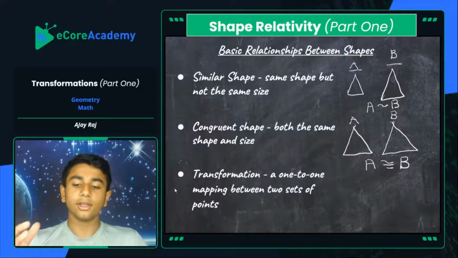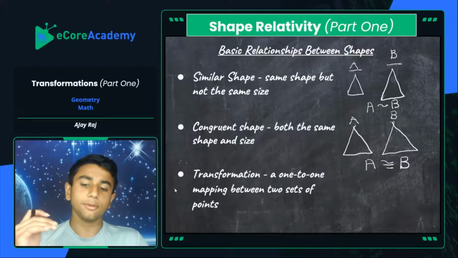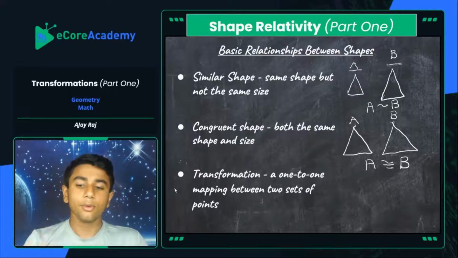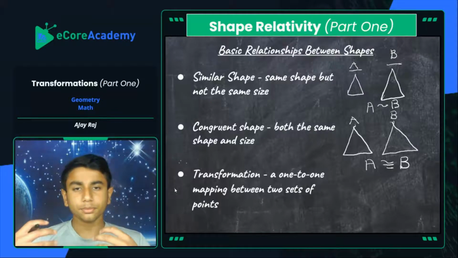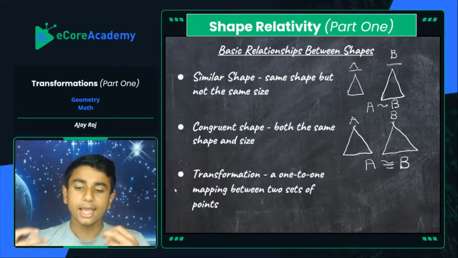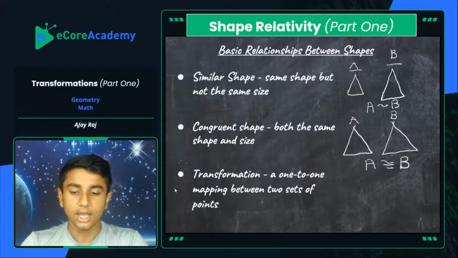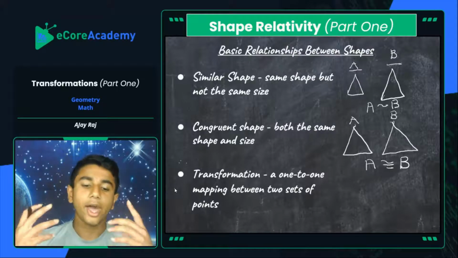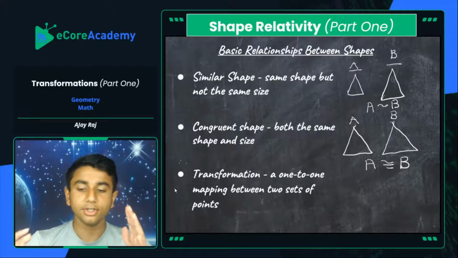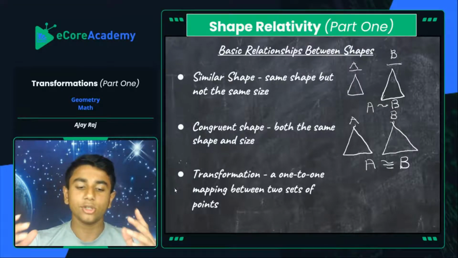And finally, after looking at similar shapes and congruent shapes, we see this little relativity concept that we've come across, and now we can look at what transformations are, which is the whole topic of today's lesson. A transformation, in its basic geometric definition, is a one-to-one mapping between two sets of points.